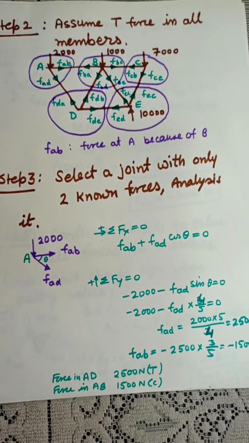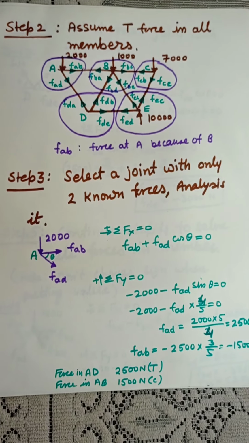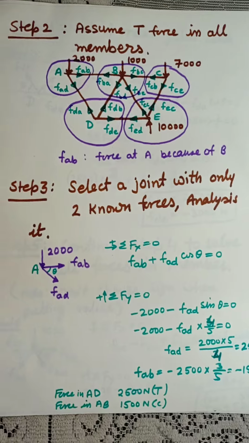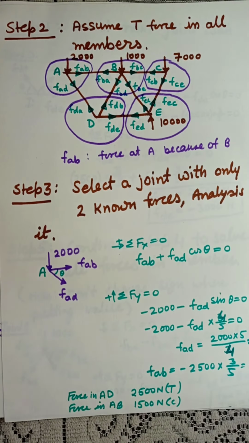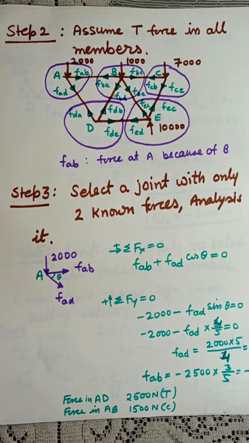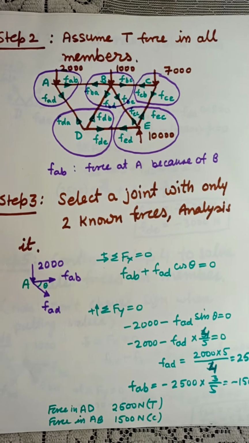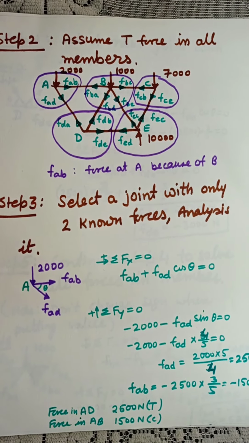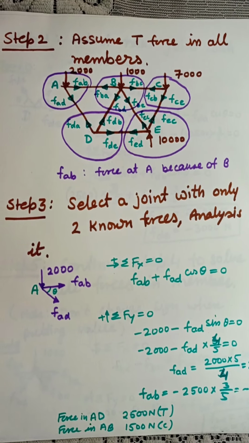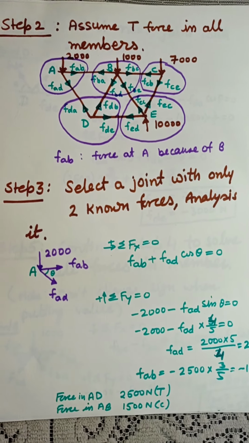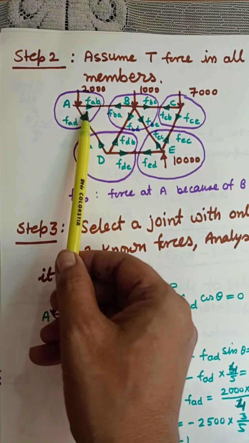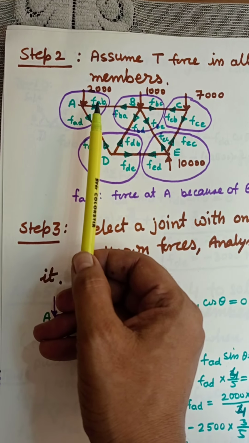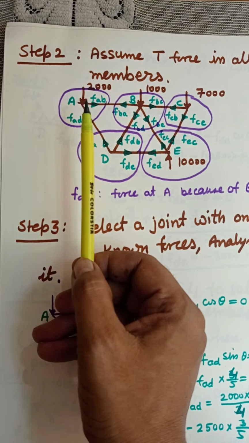In step number 2, we have diverted a little bit from the concept given in Shames, as we are assuming forces in all the members. So we assume tensile force in all the members. That means we assume the arrowhead is away from the joint for all the members at all the joints. The nomenclature is special here. You can write F1, F2, F3, etc., but this is a conventional one.